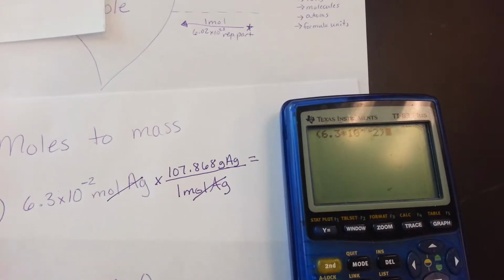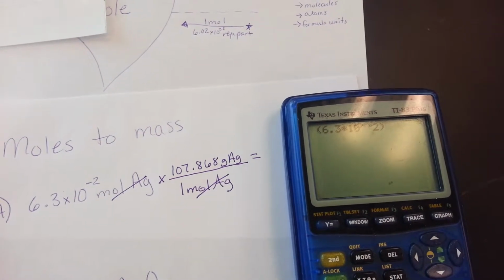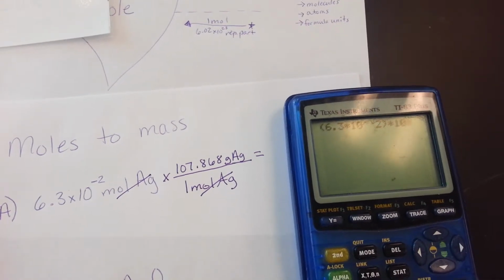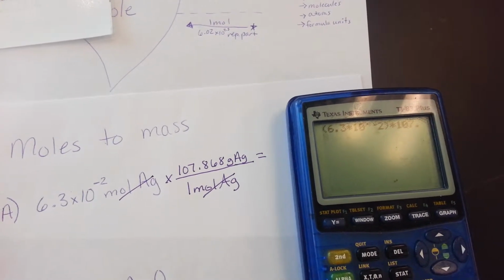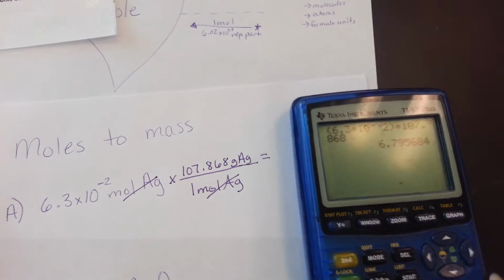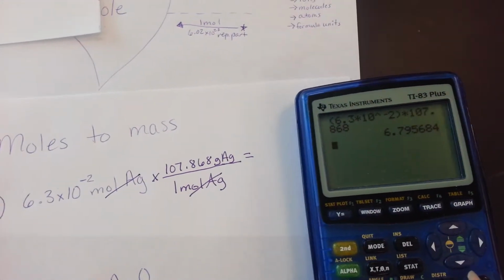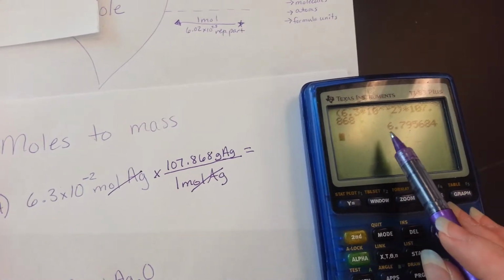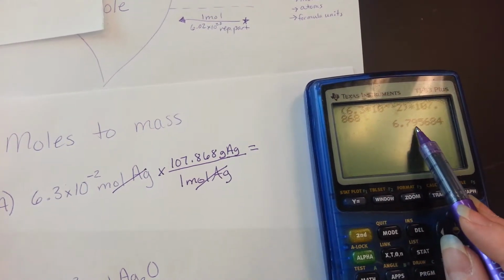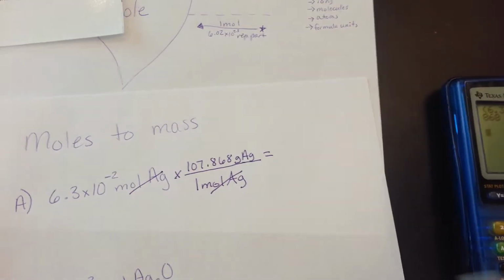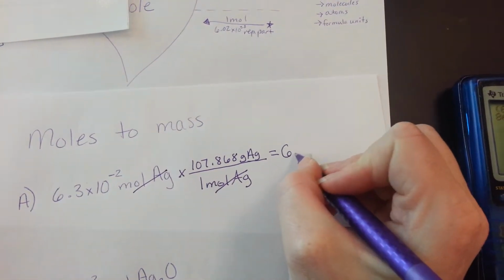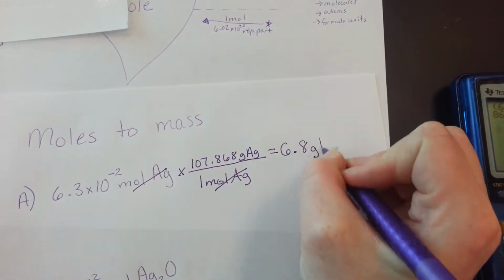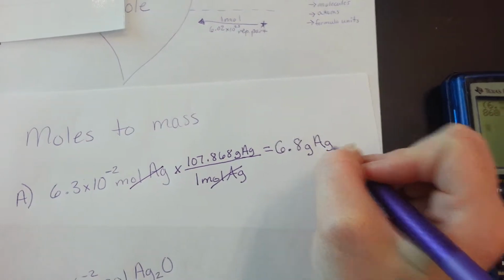Close parentheses. Now since 107 is on top, we will be multiplying by the 107.868. That gives us that lovely answer. Now, since 6.3 is 2 sig figs, we're going to round this number to 2 sig figs. So we have 1, 2, look to the right. The 9 will make the 7 round up for an answer of 6.8 grams silver.